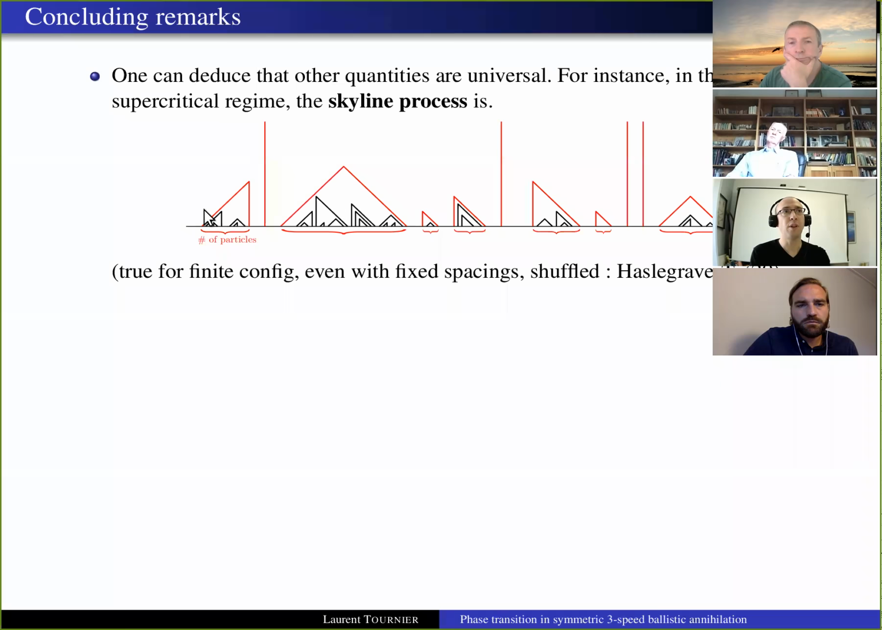So in this case, you can also have surviving plus or minus 1 at the extremities. And even if you have fixed spacings, so spacings that are not random but fixed, except that they are shuffled. So in this case, you still get that the law of the skyline does not depend on the choice of the fixed spacings. So this is a more recent paper that we have.